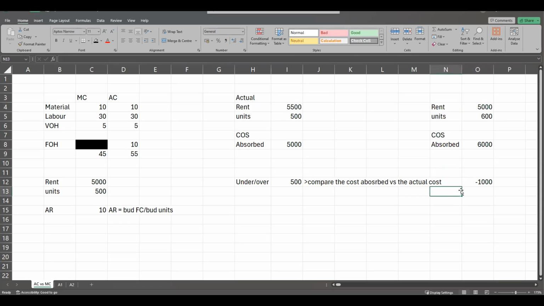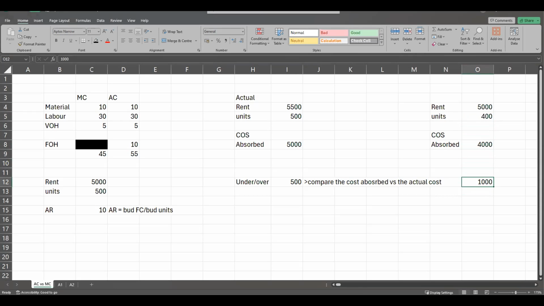So again, that's the second way that an under or over absorption could happen: if the actual production units differ from your budget. So of course, if this was less, we would have 4,000, and then we would need to have a positive 1,000, because if the units fall below the budget, we would under absorb, and therefore we would need to increase our costs.